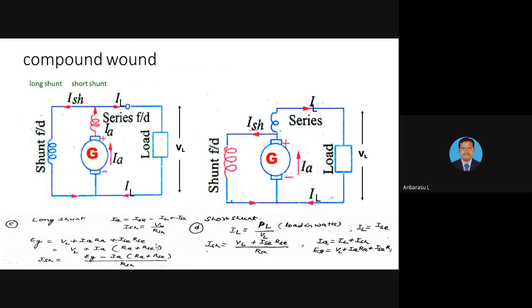Here is the compound wound DC generator. There are two types of compound generator: long shunt compound generator and short shunt compound generator. Here on the left side it is a long shunt compound generator. It is called long shunt because the shunt field winding is connected in parallel with both the series field winding and the armature winding. But in the case of a short shunt compound generator, the shunt field winding is in parallel with only the armature winding. That's why it is called a short shunt compound generator.